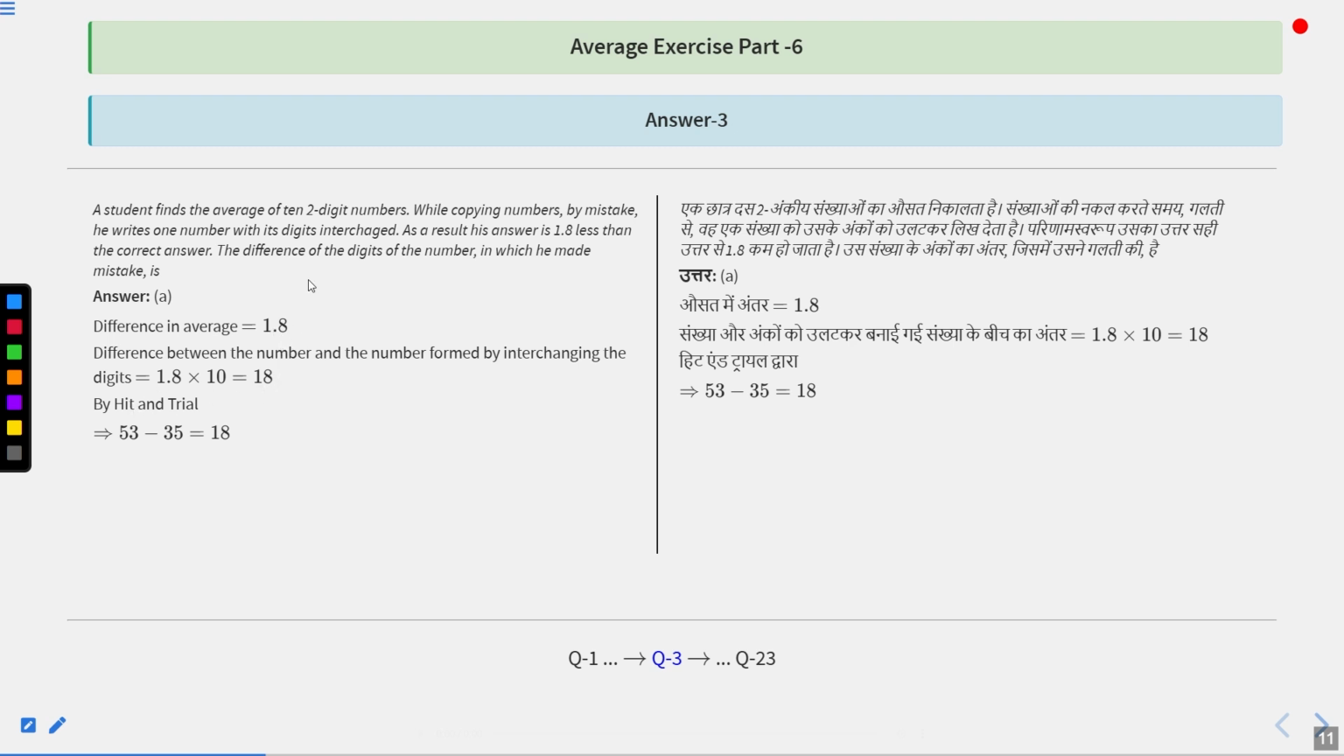If you have 5 options, you can check the numbers whose difference is 18. We can clearly see that 53 is the number whose difference is 18. When we convert 53 into 35, the difference becomes 18. So the number is 53. The question asks for the difference of the digits of the number in which he made a mistake. The difference between 5 and 3 is 2. So A is the correct answer.